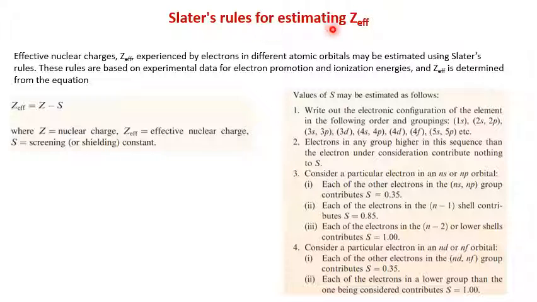Slater's rule for estimating effective nuclear charge, Z effective. The effective nuclear charge experienced by an electron in a different atomic orbital may be estimated using Slater's rule.